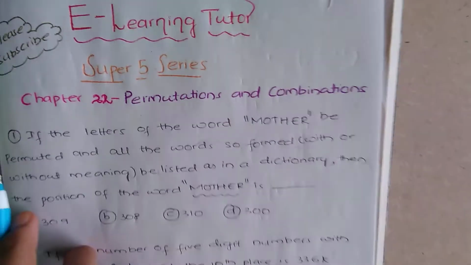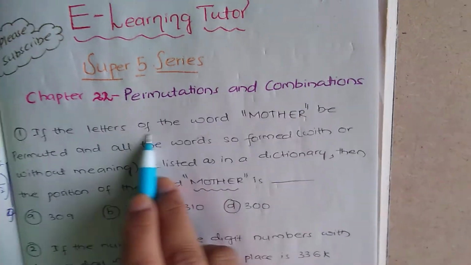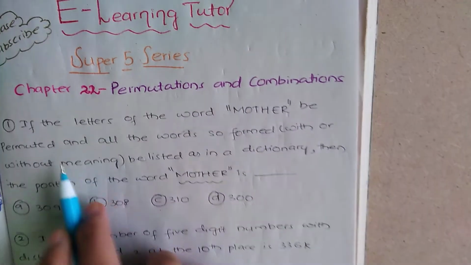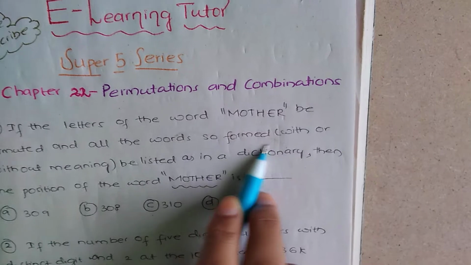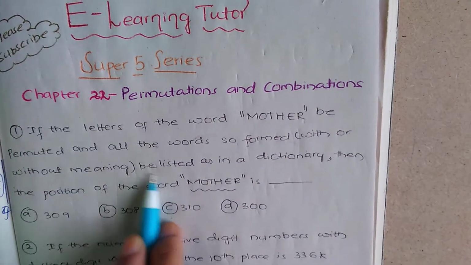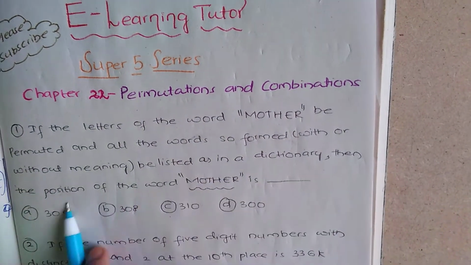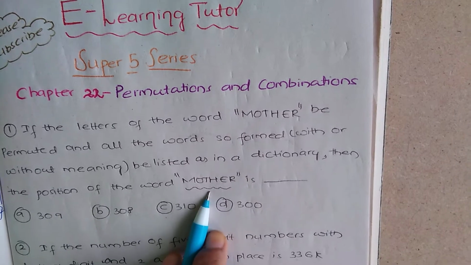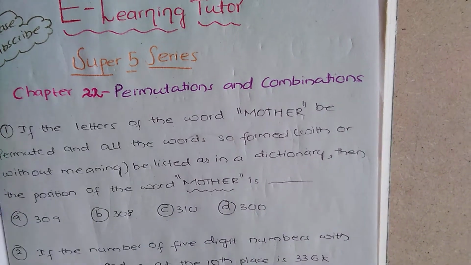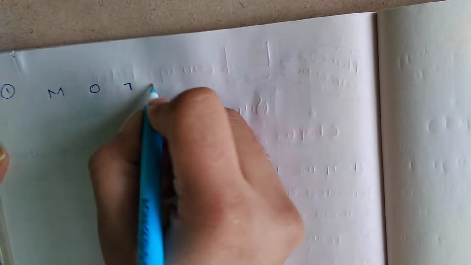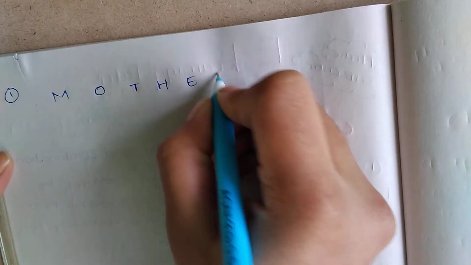So let's get started. First question: if the letters of the word MOTHER be permuted and all the words so formed, with or without meaning, be listed in a dictionary, then what is the position of the word MOTHER? Okay, I'll start and then tell you. First, what is a word? I'll tell you a simple trick to do such problems.